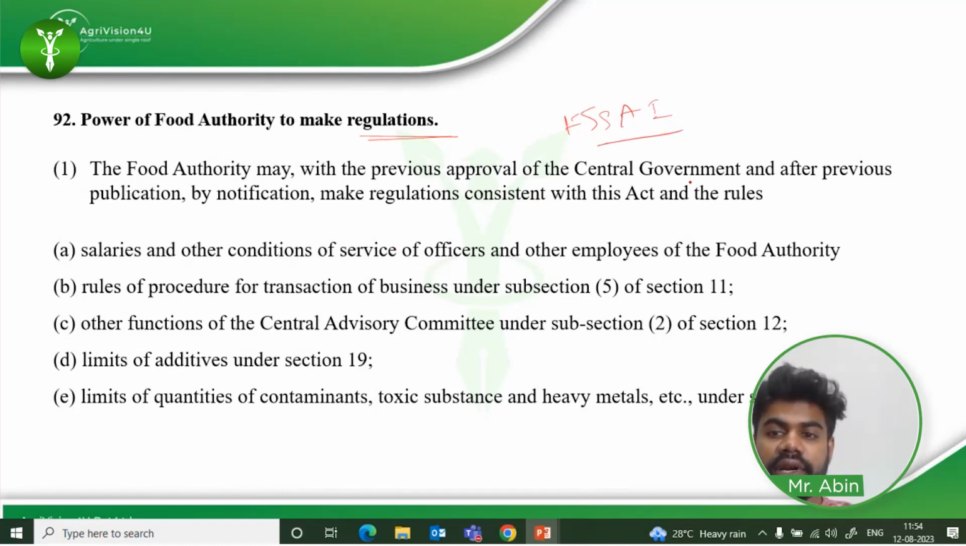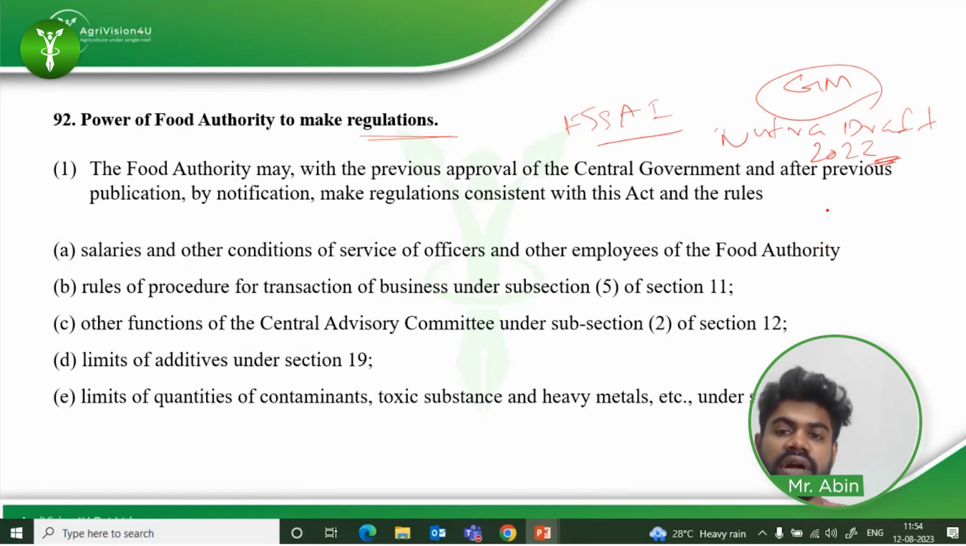With the previous approval of the central government and after previous publication by notification, before a regulation comes, there will be a draft. Even now, if you see, a few regulations are in draft stage, that is GM foods. And the FSS Nutra regulation is in draft stage, 2022. So all these need to be given as a draft. Then, after getting opinions or comments from stakeholders or representatives from industries and all, they will make the amendments, and the final gazette will come after.